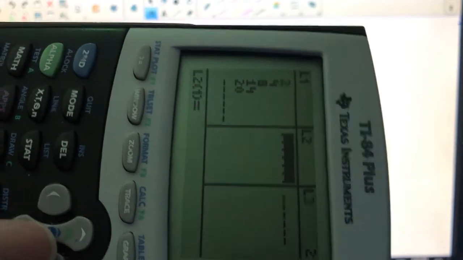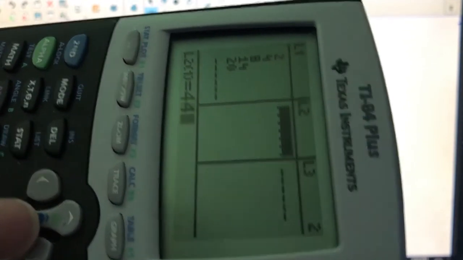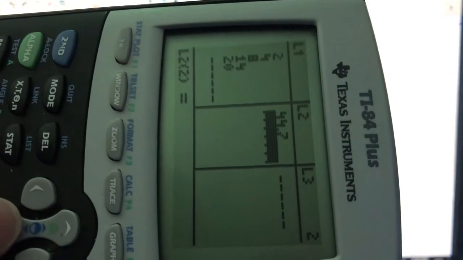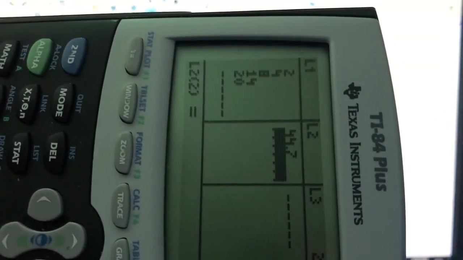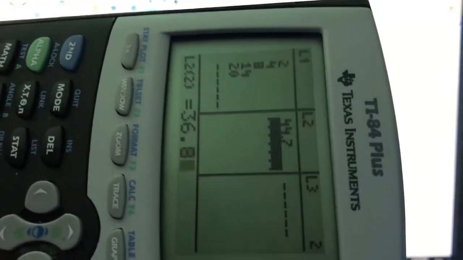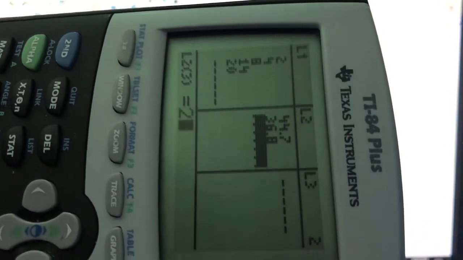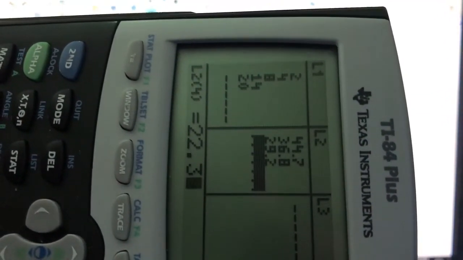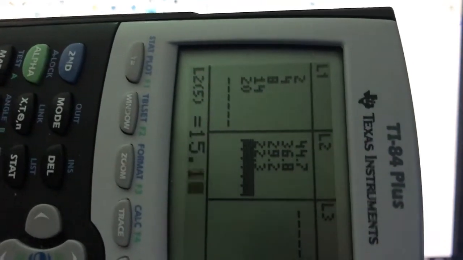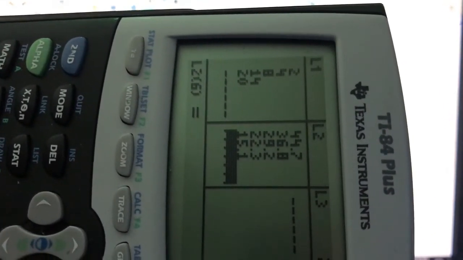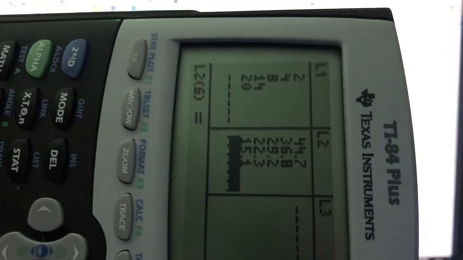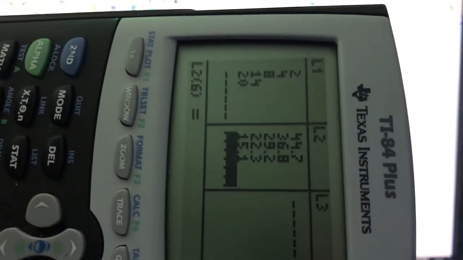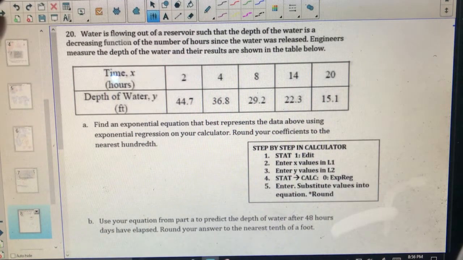So I'm on step 3, plugging the Y values into L2, so be careful with these, especially because they're decimals. So 44.7, enter, 36.8, enter, 29.2, enter, 22.3, enter, and 15.1, enter. So again, double check at this point that you've plugged them in correctly, just so you make sure you're all set. Okay, now that was steps 1, 2, and 3.